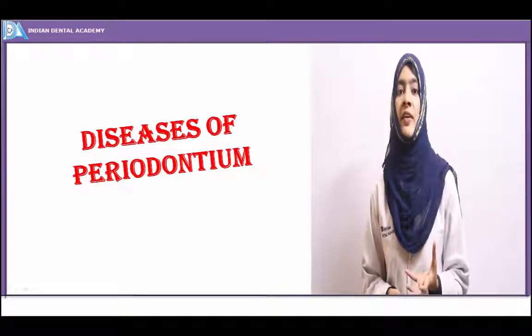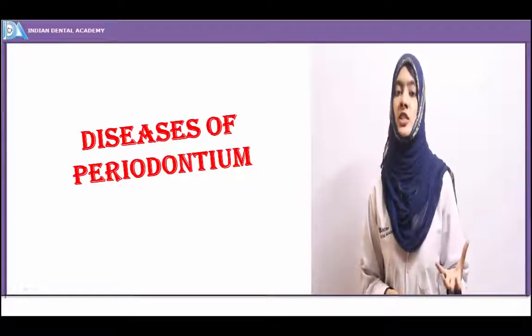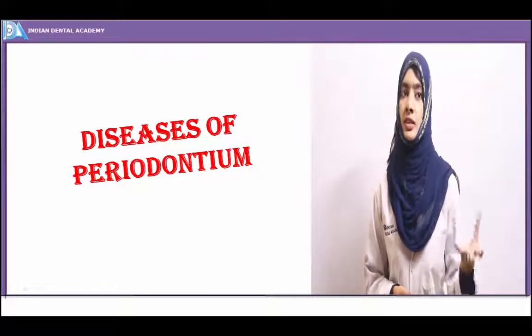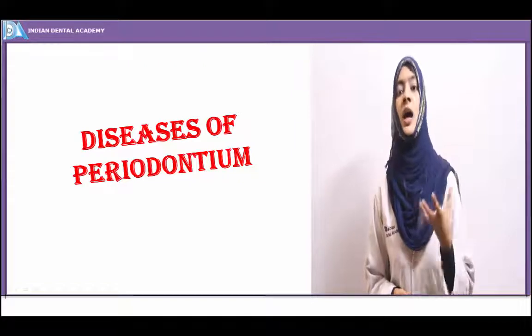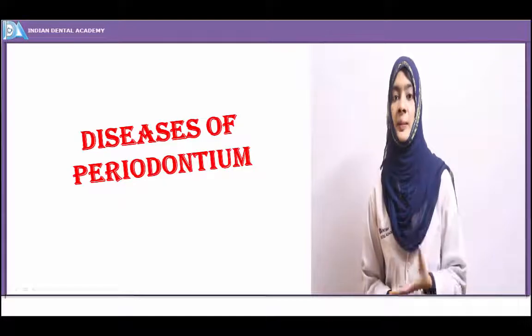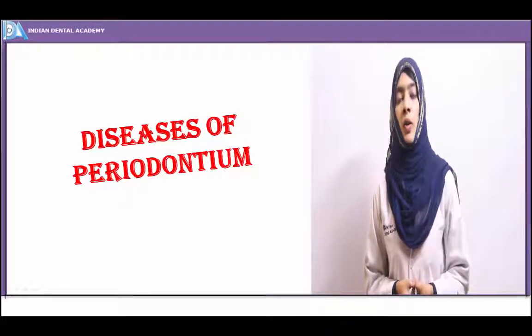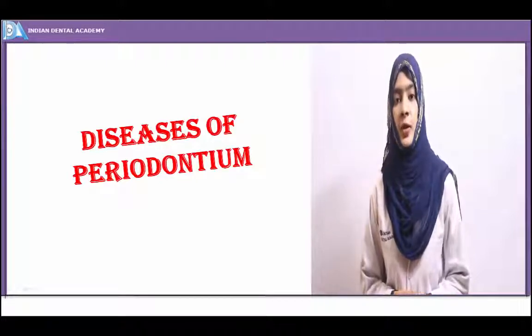So in our oral cavity, the periodontal apparatus shows a lot of changes in inflammation, either the gingivitis or the periodontitis. So the impact of the inflammation on the periodontal apparatus we'll see now. Okay, so what are the diseases of periodontium?